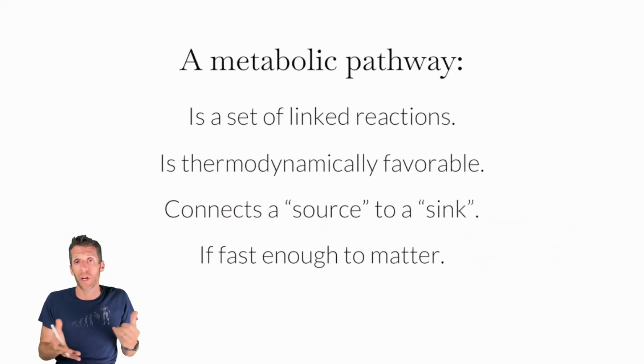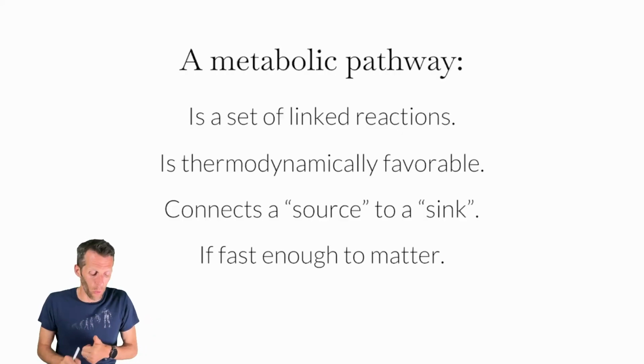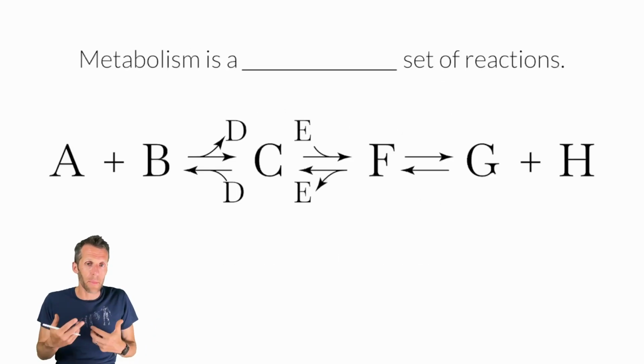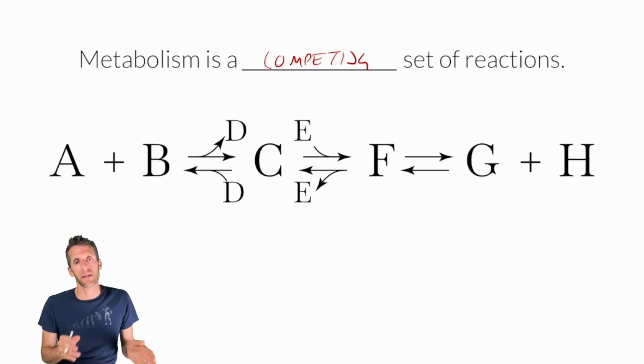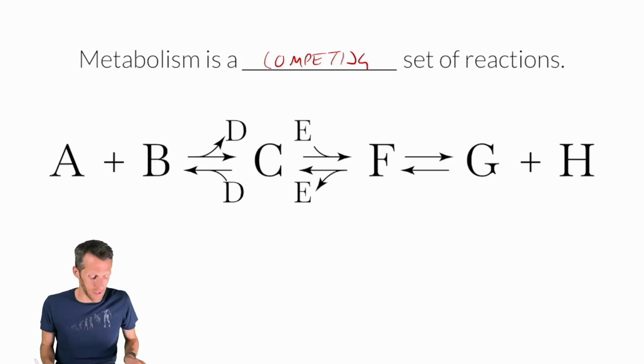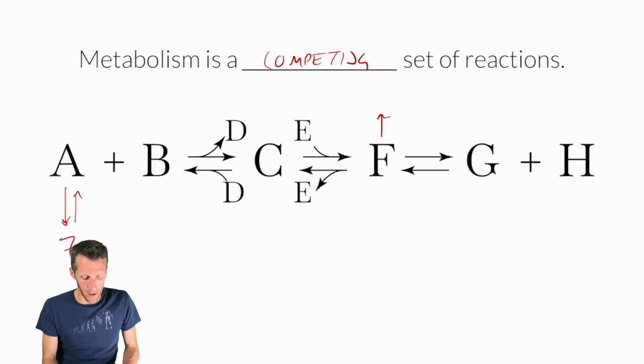Okay, last one, we're actually almost done, is that metabolic pathways have to be fast enough to matter. And what do I mean by that? Well, you think about it, metabolism is a competing set of reactions. So I did this as A plus B going to blah, blah. This is the reaction that we showed before. I didn't put on there, well, maybe A actually can also become Z, F can become Q, and G can become, I don't know, Y, right?